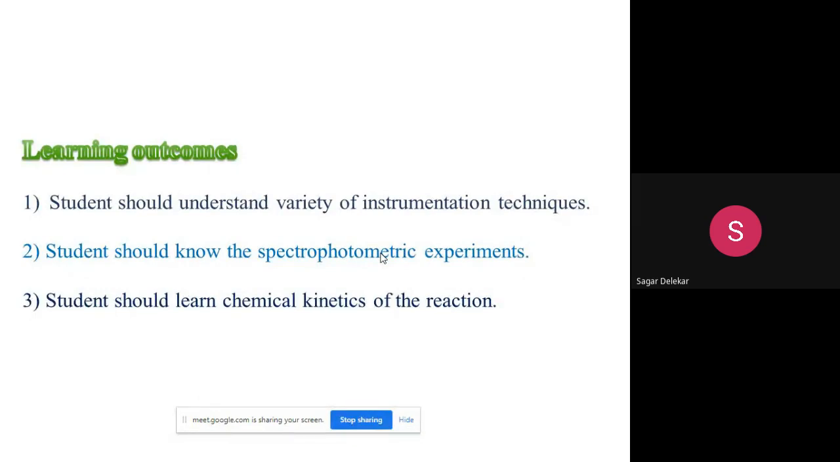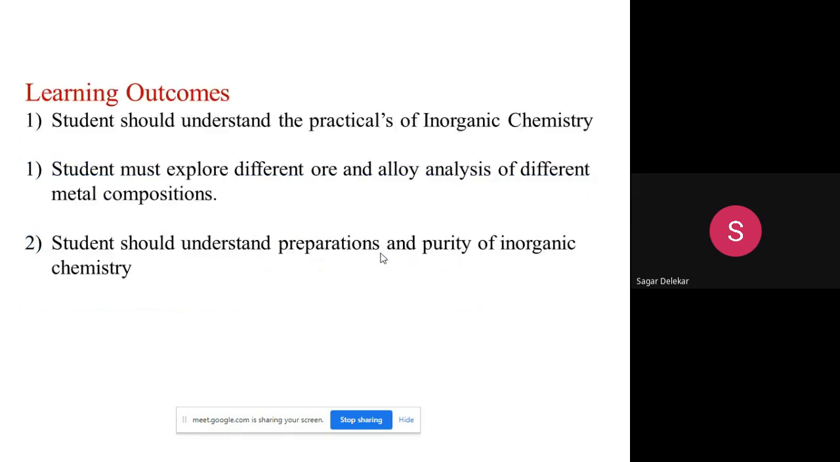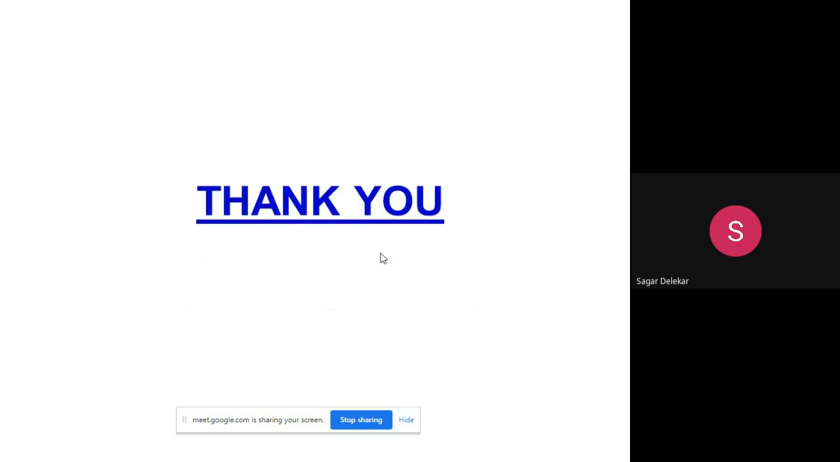If I look at the outcomes, the students should understand a variety of instrumental techniques. Then the student should know about spectrophotometry experiments, and the student should learn about chemical kinetics and the reactions. This is regarding outcomes for the inorganic experiments. Thank you so much for your kind attention.